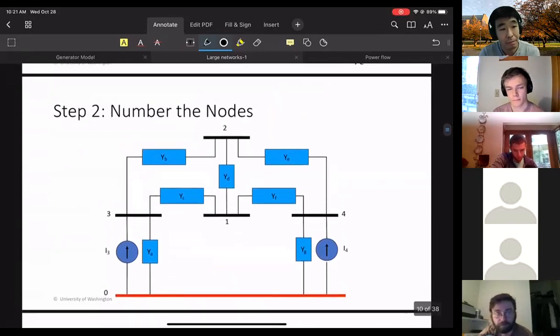Okay. Any questions up until now? Right, so we'll go slow, but just make sure it's clear what we mean by vector of current and voltage, okay?